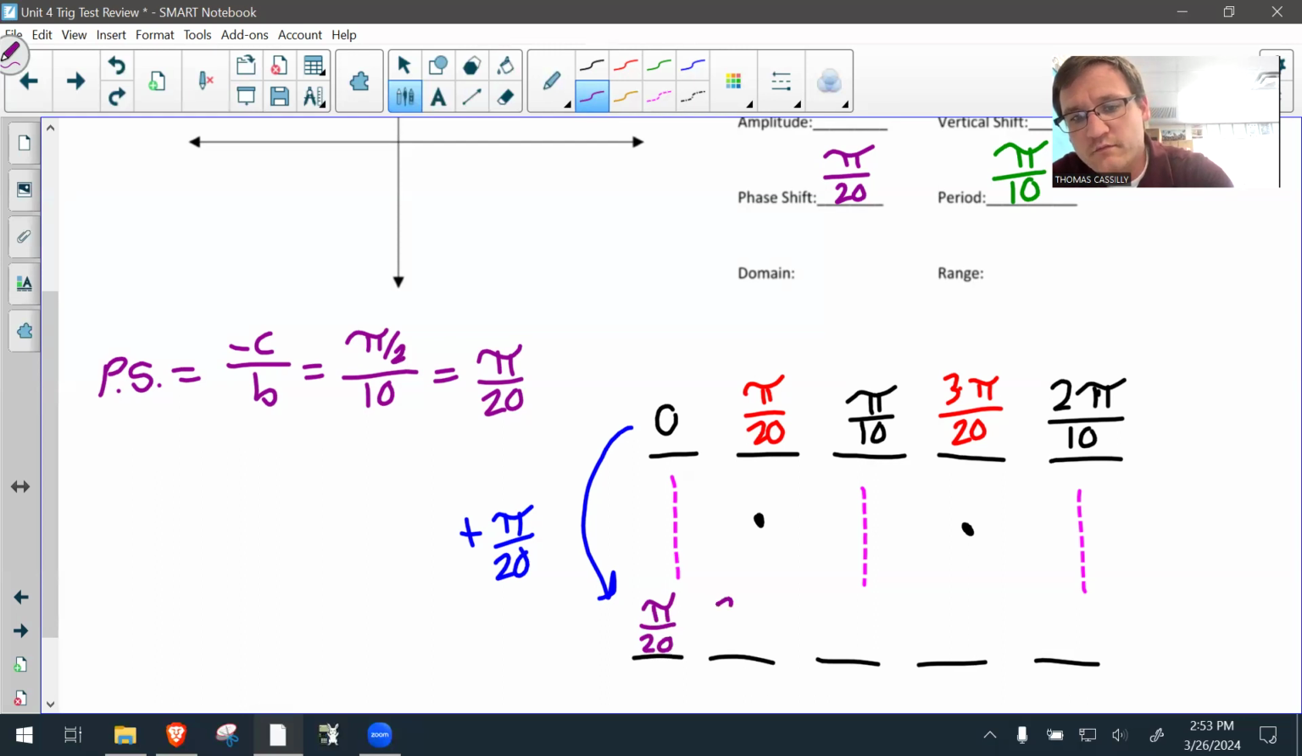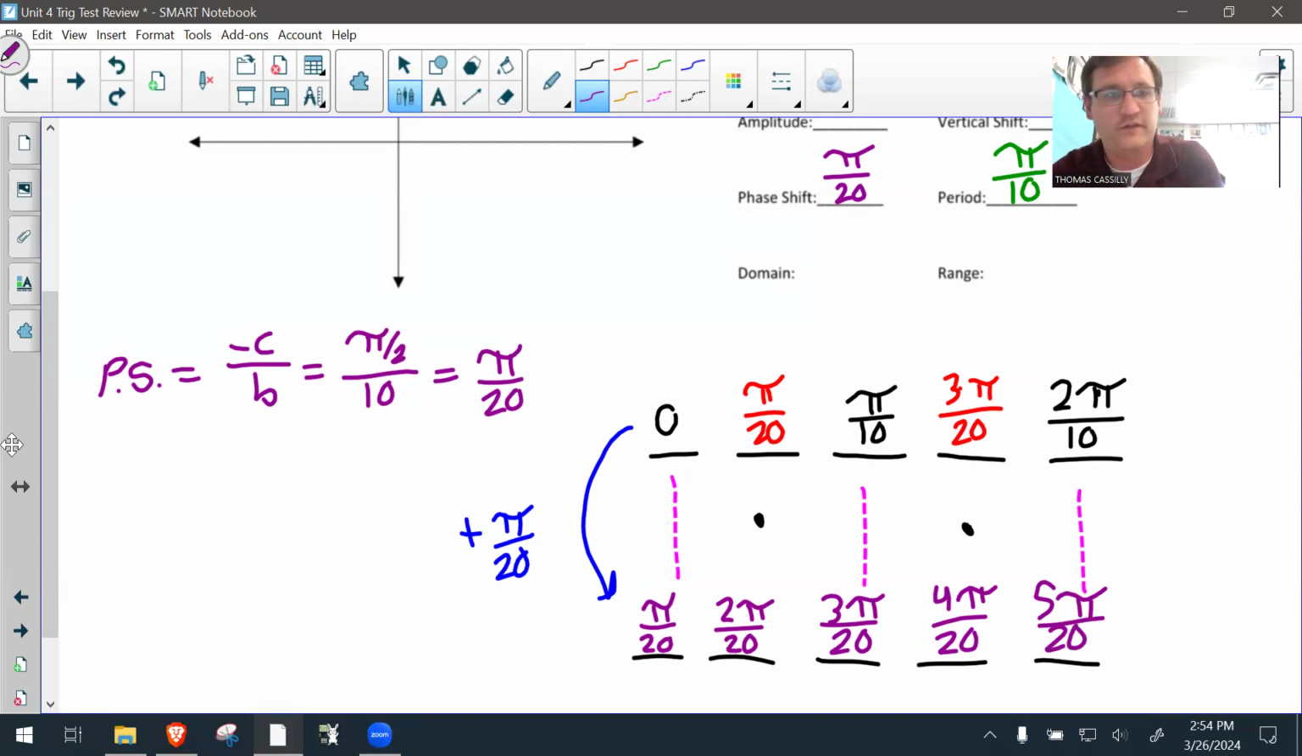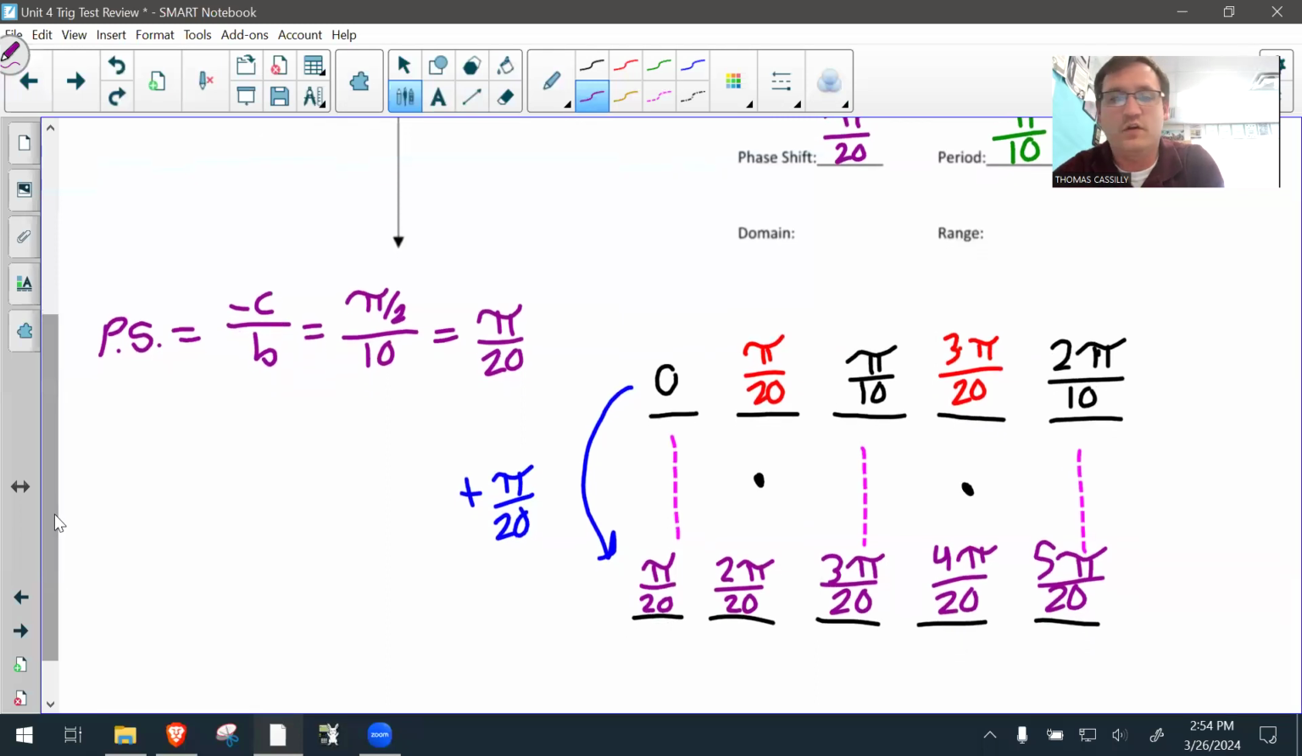The next one is 2 pi over 20. The next one ends up being 3 pi, let's see, that is, all right, 3 pi over 20. The next one is 4 pi over 20. And then the last one is 5 pi over 20. All right, so when you don't reduce your fractions, it's kind of easier to see that pattern. If we were to reduce them, it would look a little bit different.